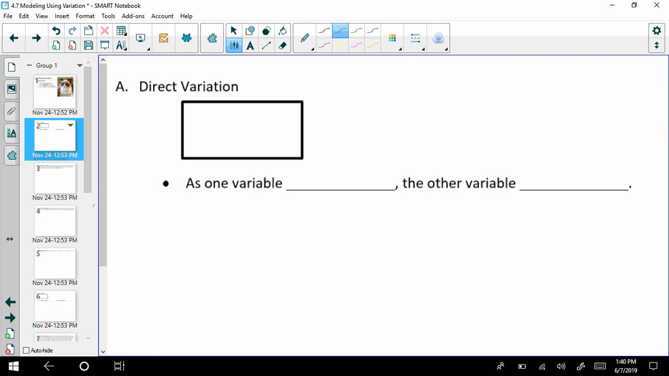If two variables directly vary with each other, they can always be written in the form y equals k times x. And this k stands for the constant of variation. So k is going to be a number. It might be 10, it might be -3, it might be 7.018. It's a value.